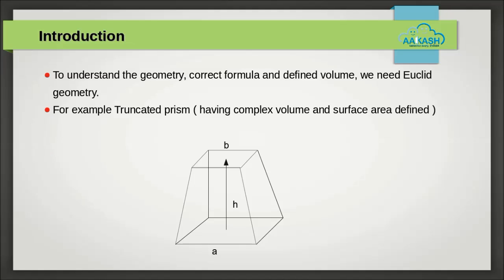Introduction. To understand the geometry, correct formula and define volume, we need Euclid geometry. For example, the truncated prism shown here has a complex volume and surface area, and to understand it we need to take the help of Euclid geometry.